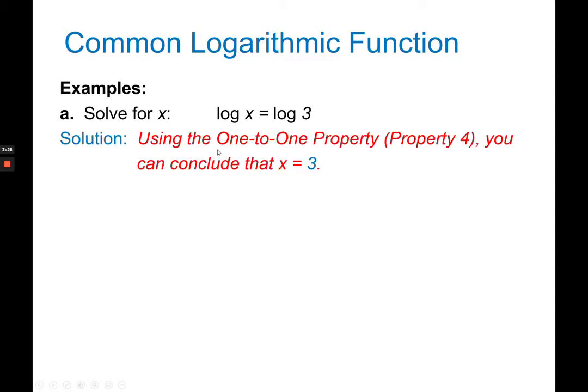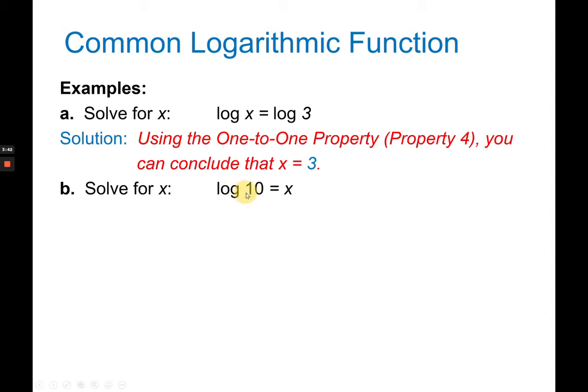Now, to apply the property, solve for x. Logarithm of x is equal to logarithm of 3. Again, if there's no base, it means it's 10. Using the one-to-one property, x is equal to 3. It does not matter that there's no base, it means both are 10. We can still apply the one-to-one property.